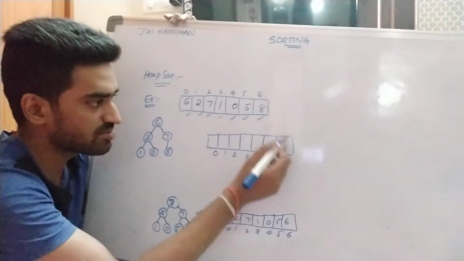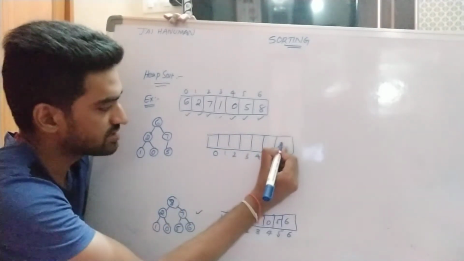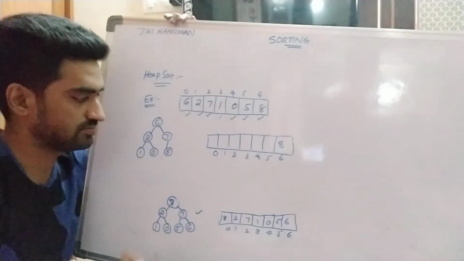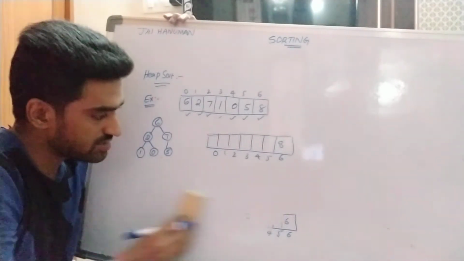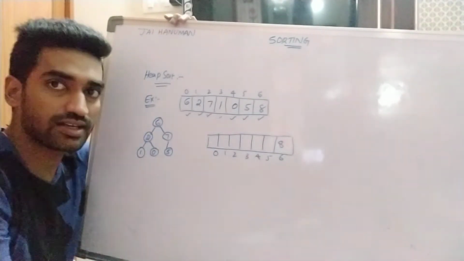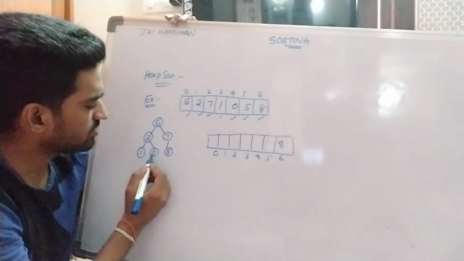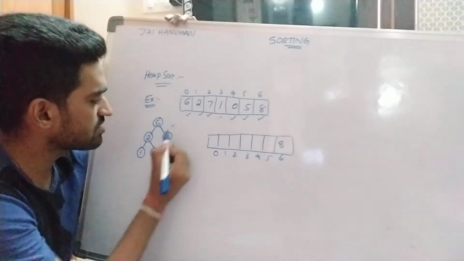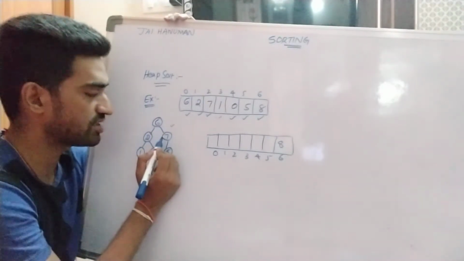Suppose I am considering this as the sorted array. Right? So here I am placing 8. Right? Then we are applying the same process until all the elements are sorted in the max heap tree. Right? So now check whether this tree follows the max heap tree property or not. This tree does not follow the max heap tree property.